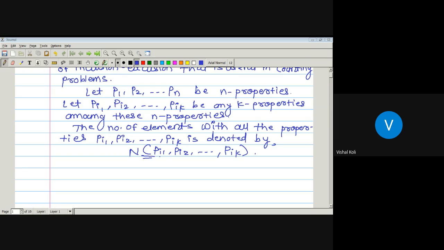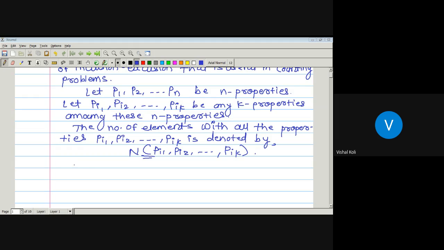Okay, so if we have to write this in terms of sets, suppose Ai1 is a set corresponding to the property Pi1, Ai2 is a set corresponding to Pi2, and so on up to Aik, a set corresponding to property Pik. As here n of Pi1, Pi2 up to Pik denotes the number of elements with all the properties Pi1, Pi2 up to Pik, as we have to take all the properties, it must be an intersection of all the sets.